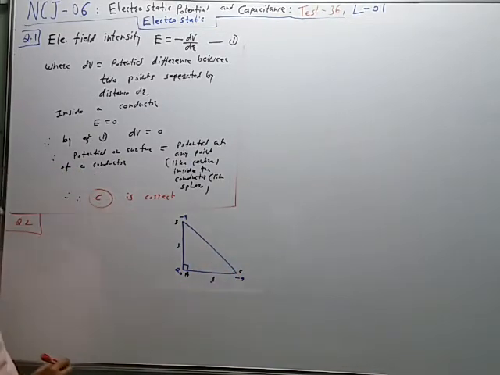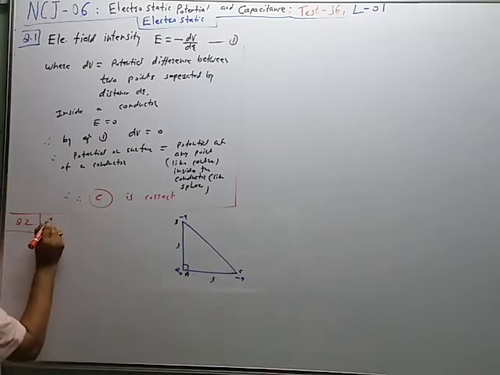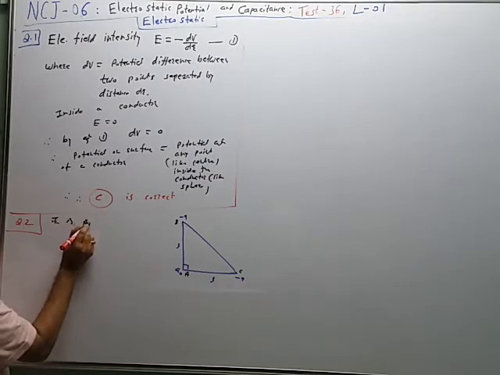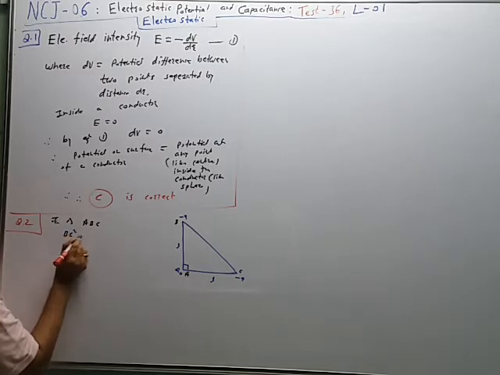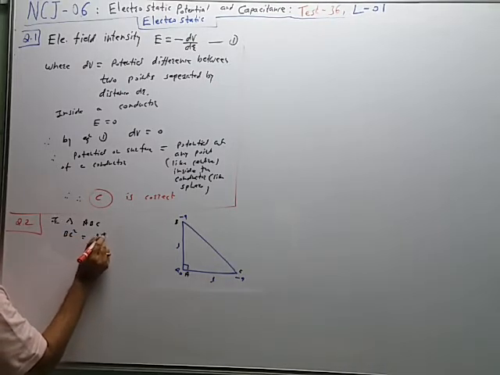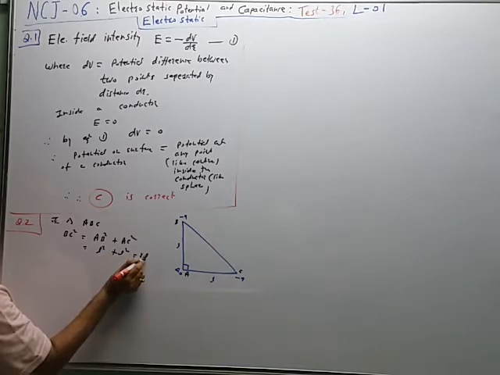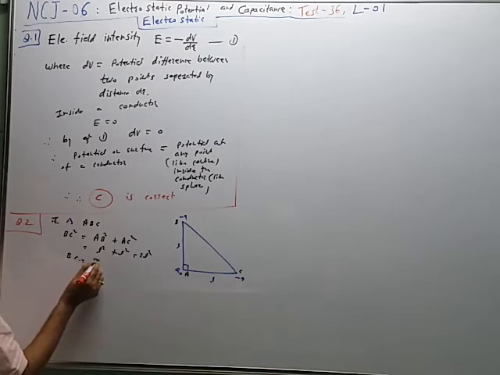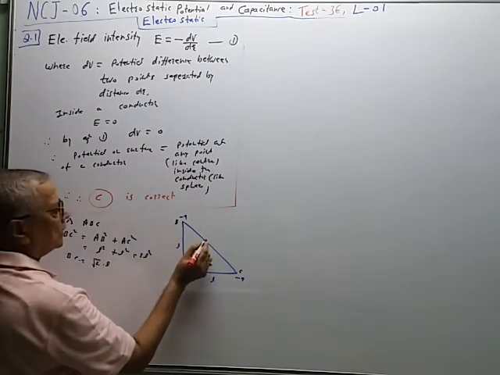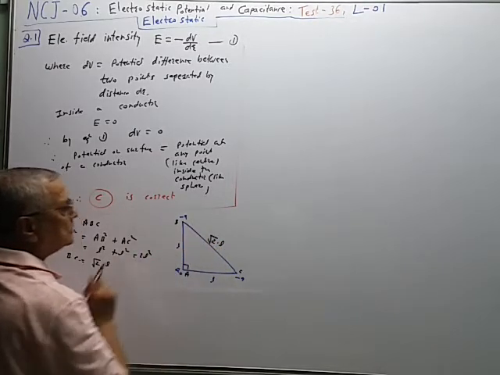So this distance will be by Pythagoras theorem. In triangle ABC, BC square is equal to AB square plus AC square is equal to L square plus L square is equal to 2L square, and therefore BC is equal to root 2 multiplied by L. So I will add here root 2 into L. So this is L, this is L, this is root 2L.